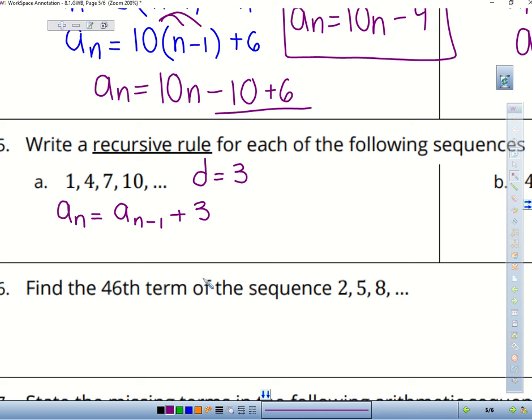So how do we know, like, when we're supposed to do recursive and explicit, or just tell us? No. So it's based on what you have, what information you have.